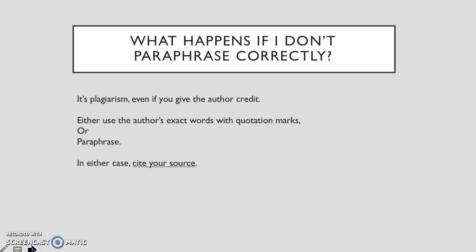What happens if you don't paraphrase correctly? It's plagiarism. Easy. Even if you give the author credit. You either use the author's exact words with quotation marks. Quotation marks show it's the exact words. Or you paraphrase. And in either case, you have to always cite your source. You have to give people credit for their ideas, for their numbers, for their figures, for their images. So you need to be very, very careful about this.